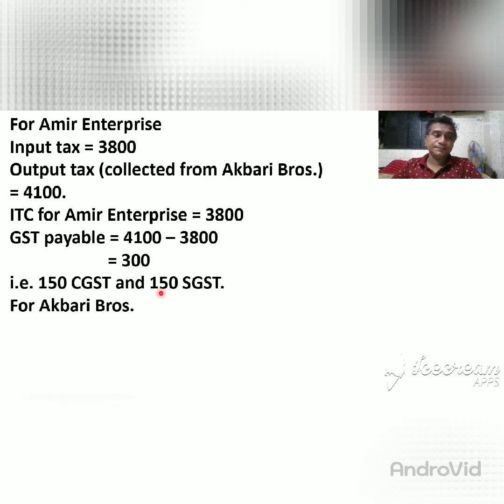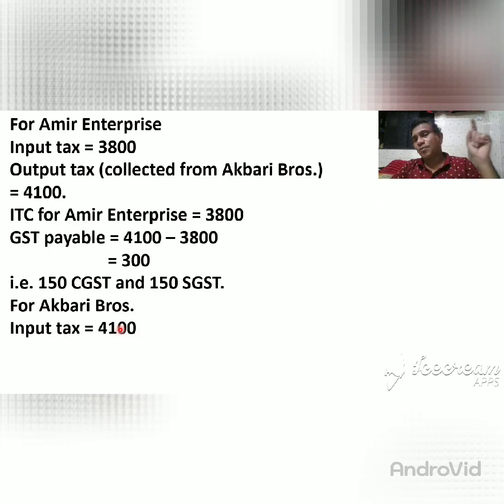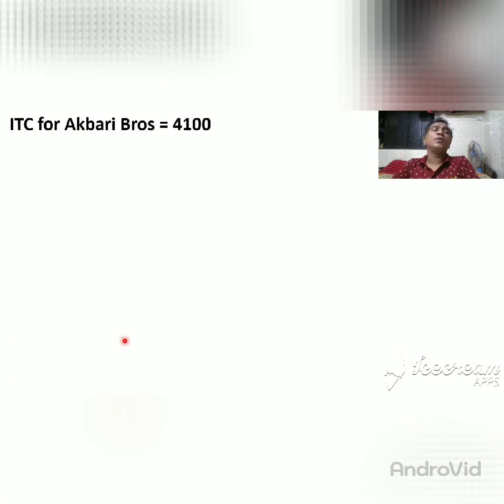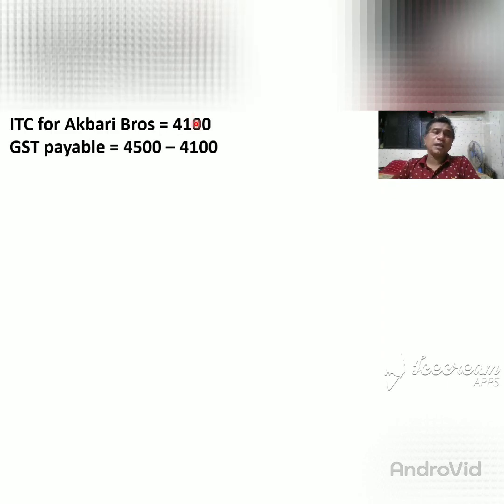Any doubts? Now for Akbari Brothers, the input tax is 4,100, because he purchased from Amir. He sold to Mayank, so the output tax is 4,500. To find GST, output tax minus input tax: 4,500 minus 4,100 leaves 400. So GST payable is 400, and half of 400 gives 200 and 200.